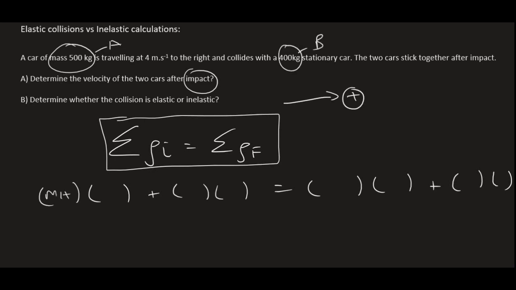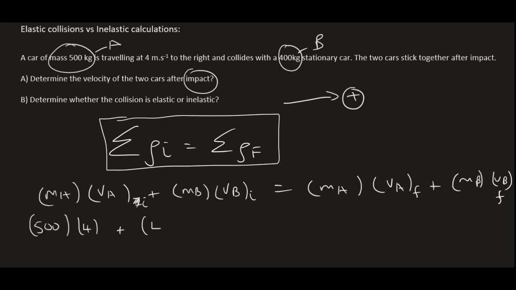So we're going to have mass of A, velocity of A, and then I'm going to put an I for initial, or I could use a small letter i, doesn't really matter, and then mass of B and velocity of B initial, mass of A, velocity of A final. I hope by now you know how to use this formula quite comfortably, and then mass of B, velocity of B final. Now we just fill things in. So mass A is 500. Its initial velocity is 4. The mass of car B is 400, but it's not moving because it's stationary.